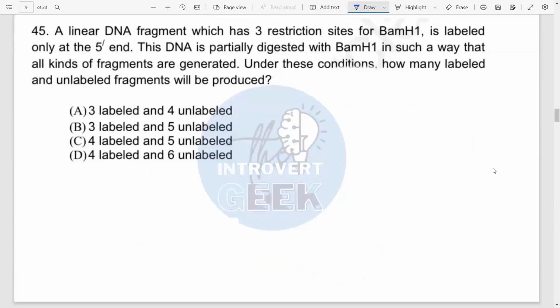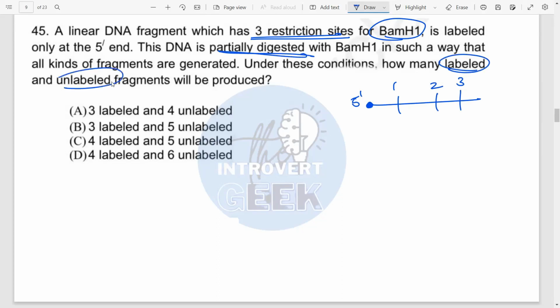Another very simple question: a linear DNA fragment has 3 restriction sites for BamHI, a restriction endonuclease, and it is labeled at only the 5' end. So at the 5' end of this DNA you have a label, and it has 3 restriction sites. Let's mark them 1, 2, and 3. It is partially digested in such a way that all kinds of fragments are generated. How many fragments will you finally have which are labeled, and how many which are unlabeled? Let's try and answer this for labeled and unlabeled.